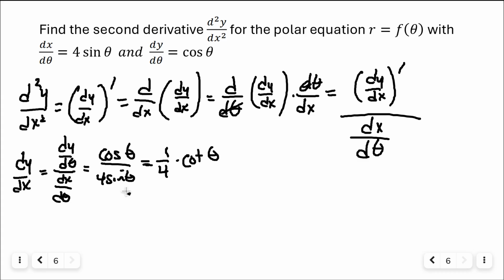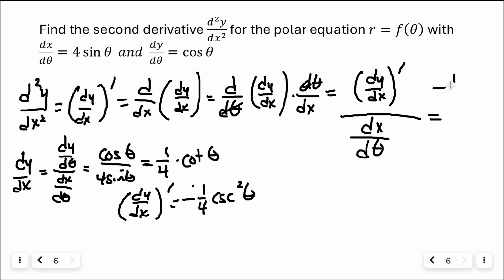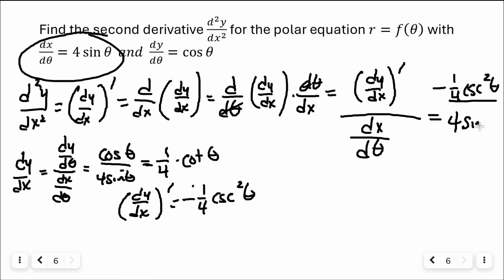So dy dx prime, the derivative of dy dx with respect to theta, derivative of cotangent is minus cosecant squared. So that's going to be negative 1/4 cosecant squared theta over dx d theta. dx d theta is 4 sine theta. That's the correction factor. And if you wanted to, you can do a little bit more with this.